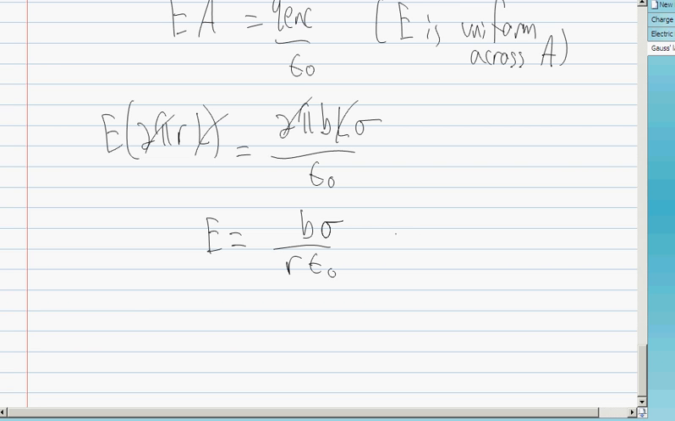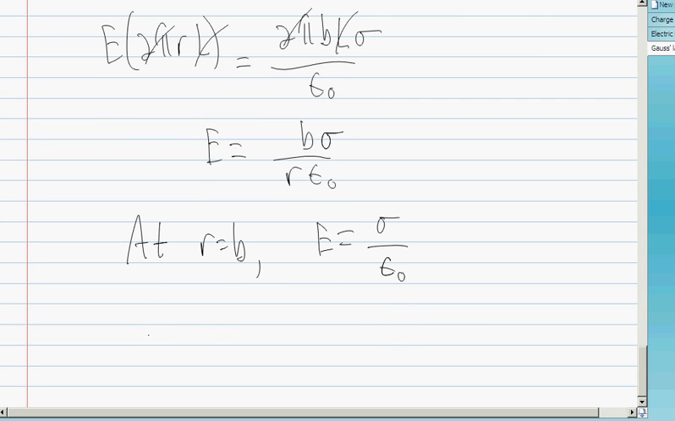That sort of makes sense. At R equals B, E is going to be just the surface charge density over epsilon naught. And as R becomes greater than B, E is going to approach 0, because this will get bigger and bigger and bigger. We'll eventually divide this away, getting it close to 0.